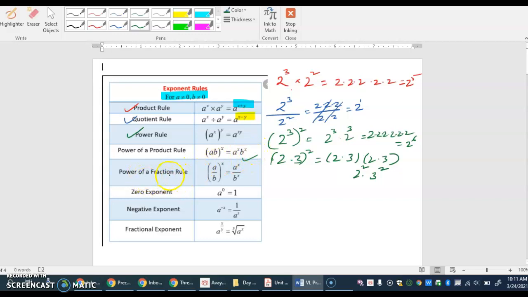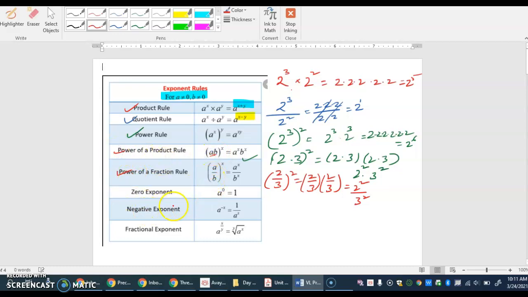And likewise for the power of a fraction rule, that's what happens too. So if you have 2 divided by 3 and squared, what it means is it's 2 over 3 times 2 over 3. So what will that mean? It means that there are 2 squared and there are 3 squared, meaning there are 2 2's and 2 3's, but they are just like distributing over, right? So that's the power of a fraction rule. It's the same as the product rule, except that this is a product and this is a fraction.